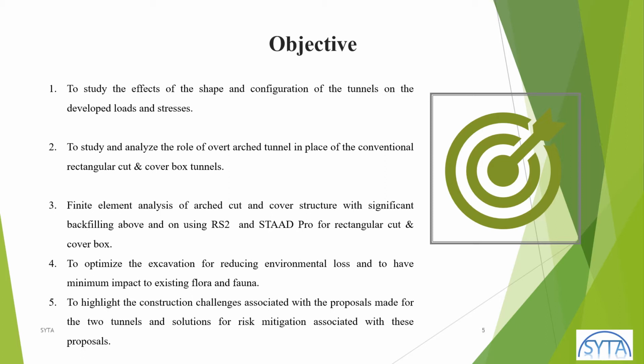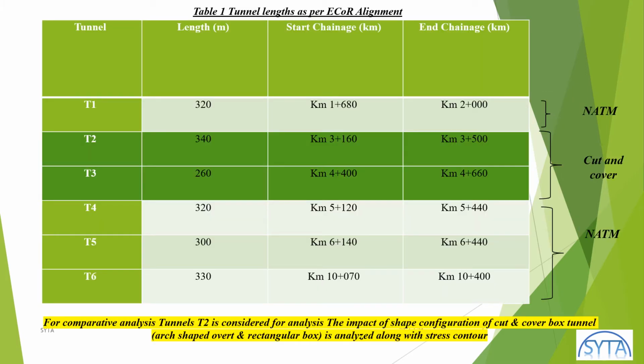Fifth, I would be highlighting the construction challenges that would be encountered during this proposal and the solutions for risk mitigation associated with it. So these are the total 6 tunnel lengths, in which T1 is 320 meters, T2 is 340, T3 is 260, T4 is 320, T5 is 300, and T6 is 330. Out of these 6 tunnels, we have considered T2 and T3 for cut and cover.